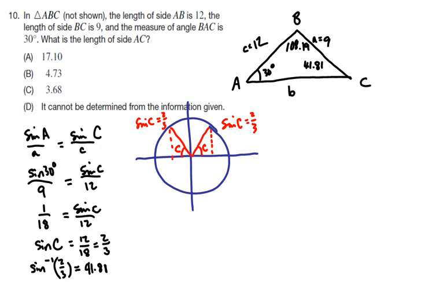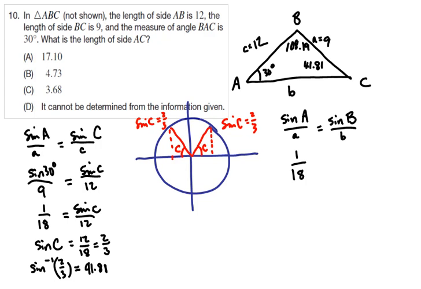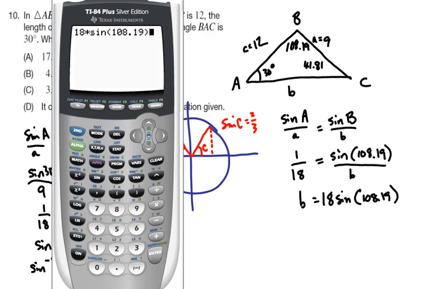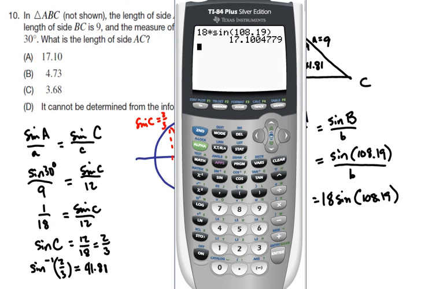At this point we could solve for side b, and I could use either sine A over little a or sine C over little c to complete that equation, but because A is 30 degrees, that sine is easy to calculate. And from our past calculation we know that that left side is 1/18th. And sine B we have over here, I'll take that back, we don't know sine B yet. But if we did our cross multiplication, we get b is equal to 18 sine 108.19, which is again in degrees. And you note that that gives 17.10, which is one of the answers.